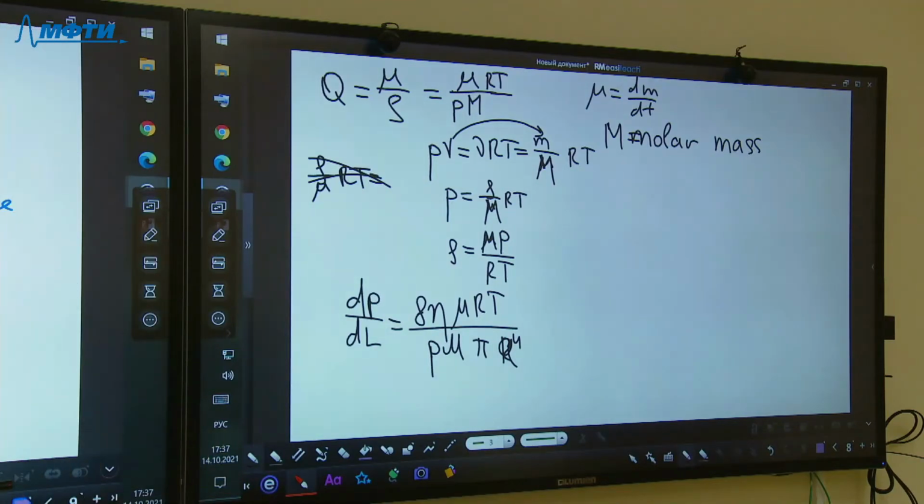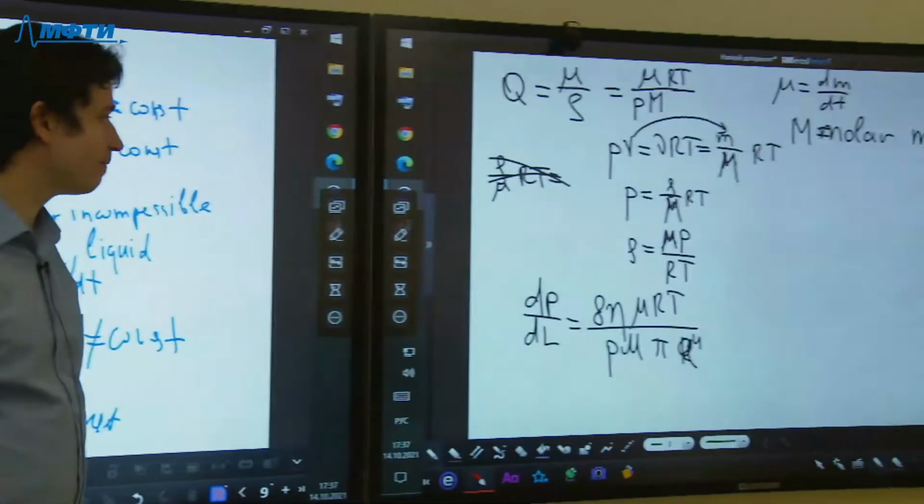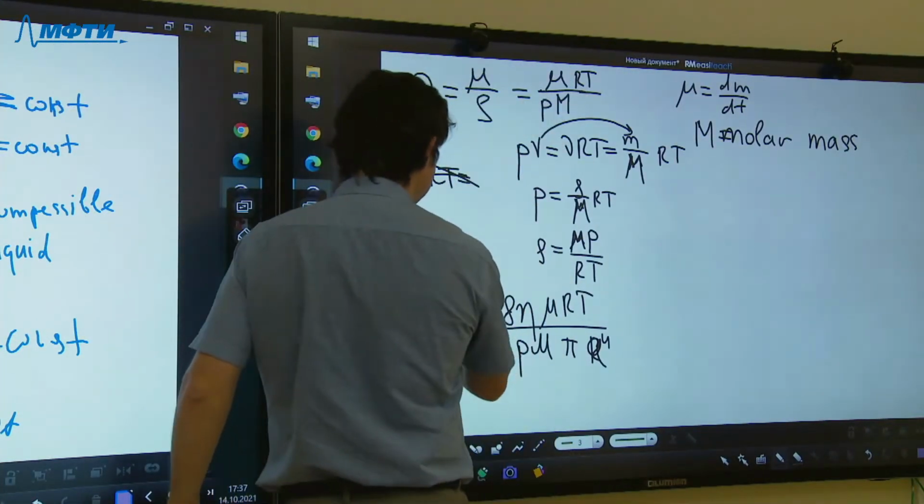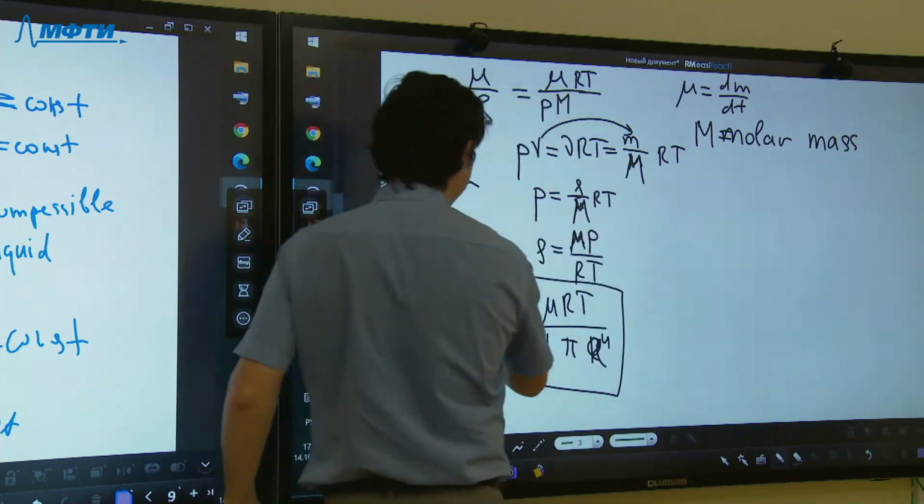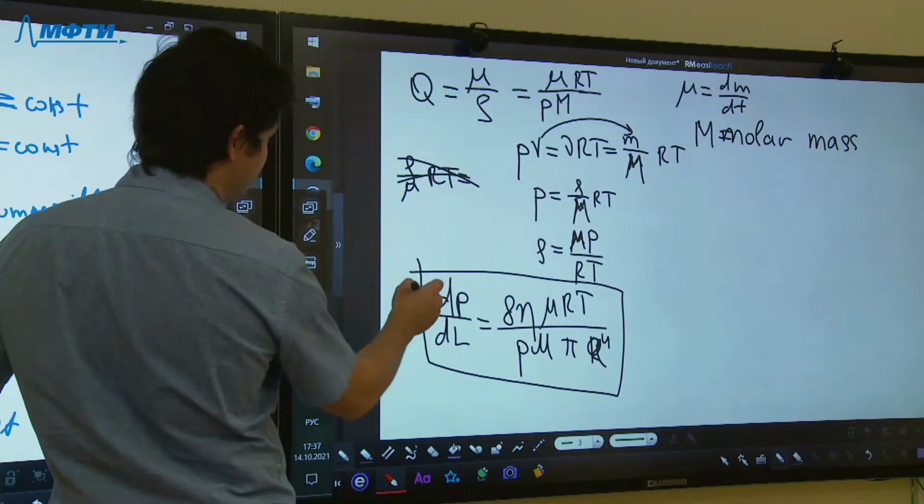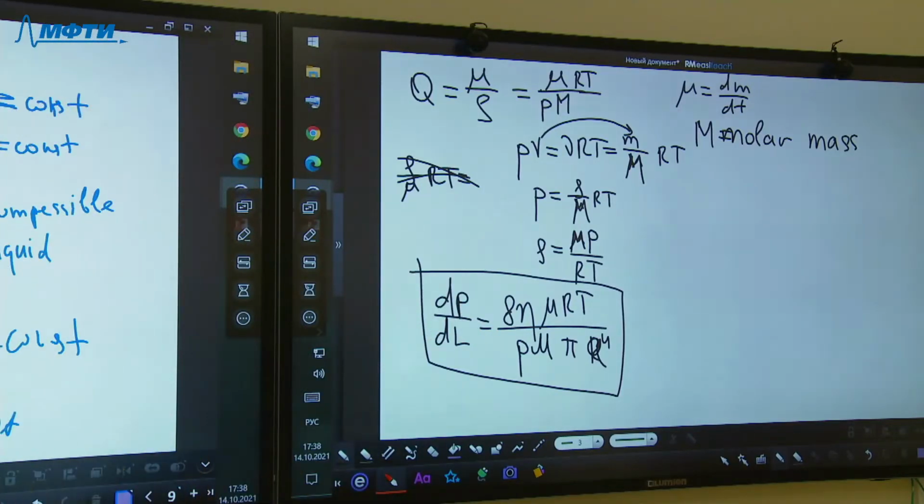Well, that makes it a bit confusing. Q has nothing to do with heat. But nonetheless, I think this equation is valid. If I replace R by A, that is valid. P times M times pi times A to the 4. And now we can solve this equation actually.